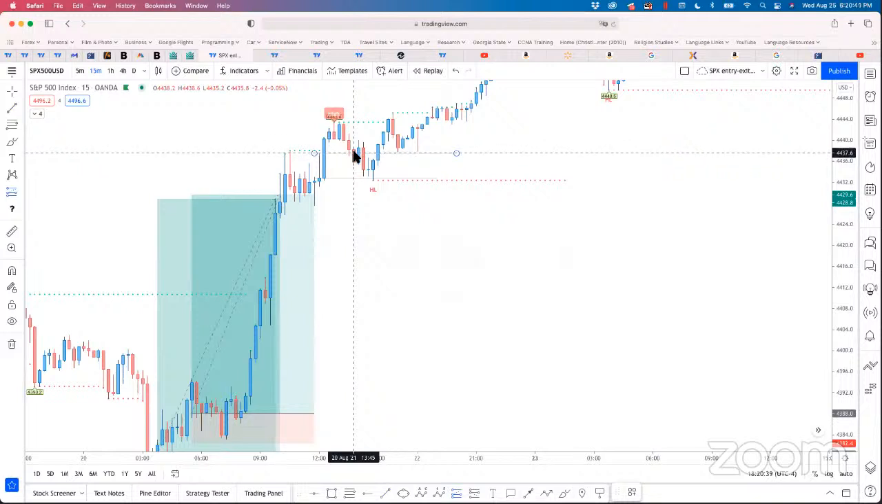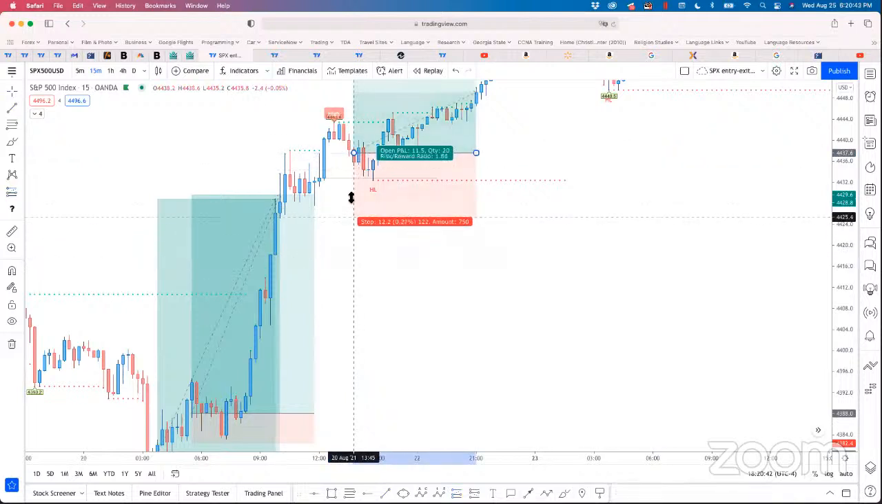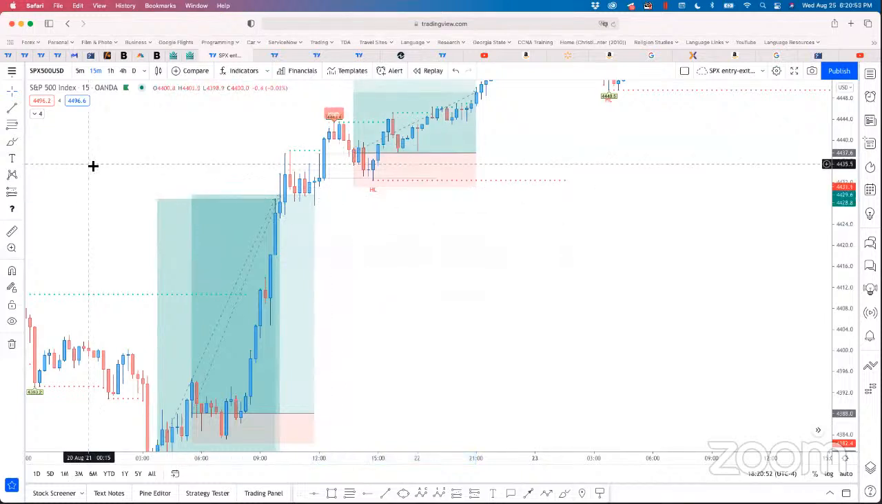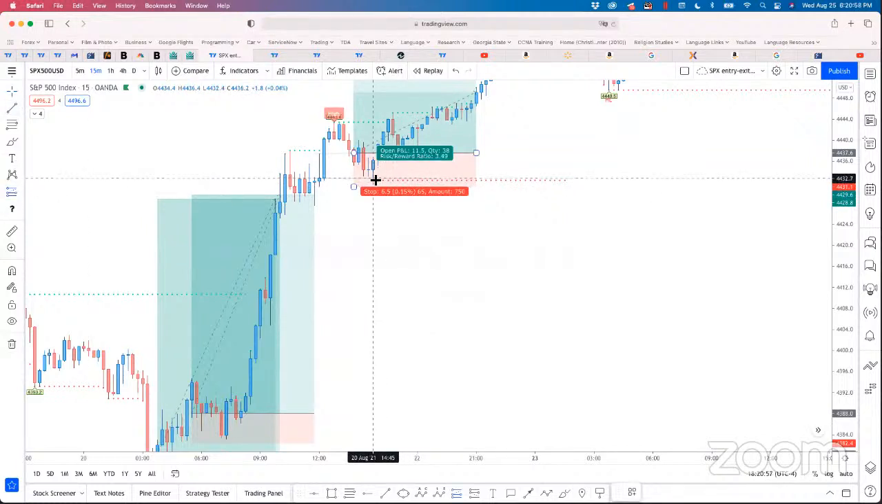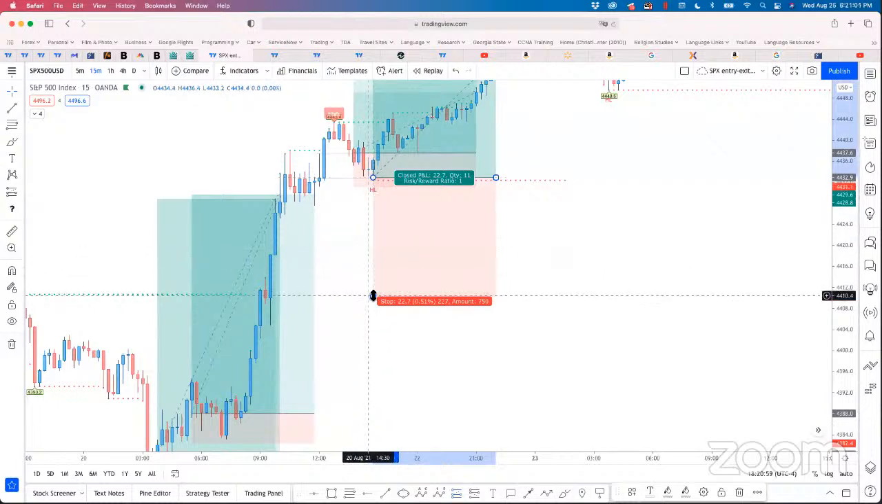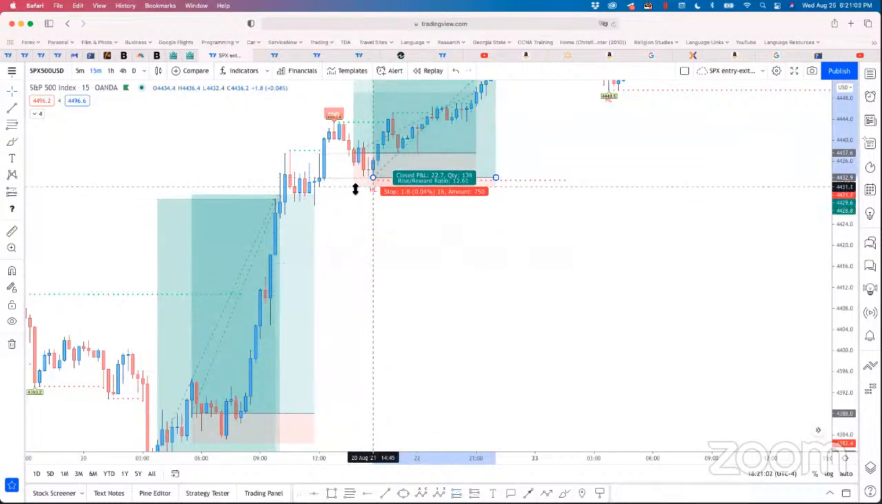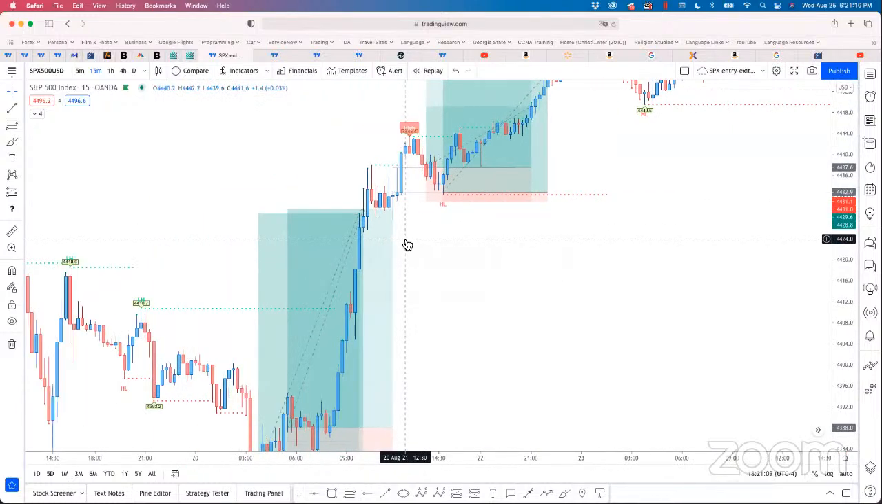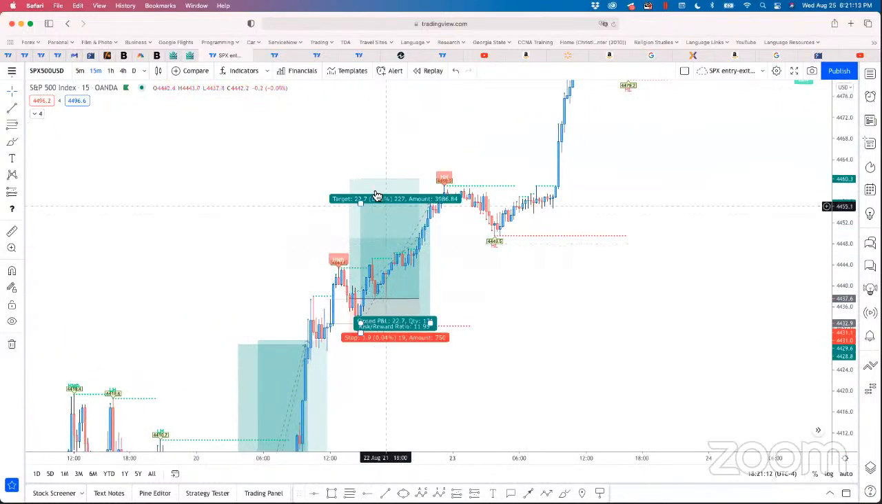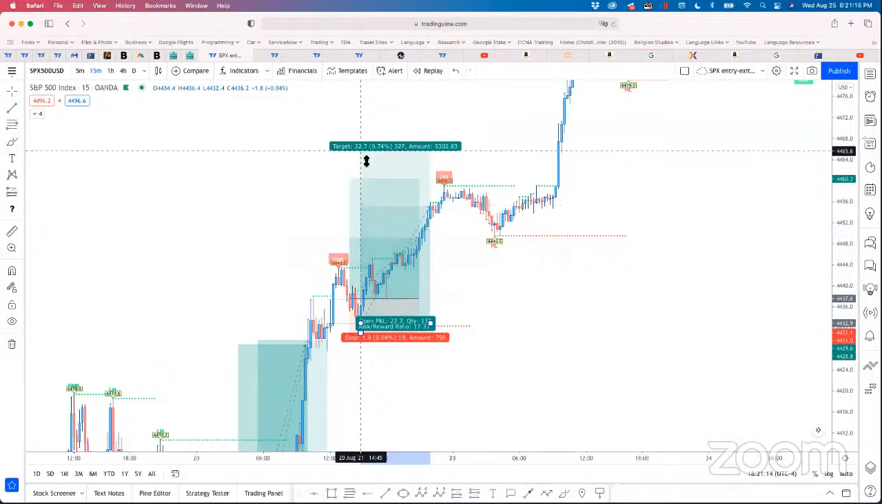Can we use this? Stop loss is this or this, whichever one. If you use the low, the body, entry right here, you can use this as a stop loss or this. You could have added two stacks here. And you still gonna keep this going.